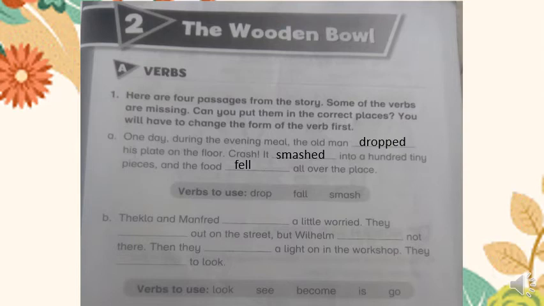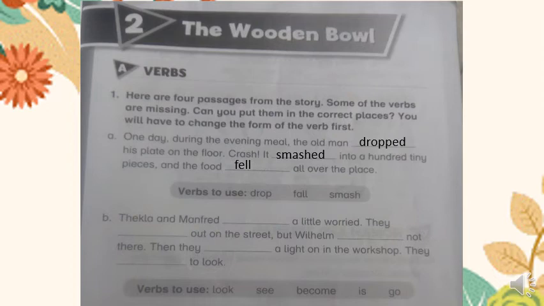Now number B. Open page number 16. This is on the page number 16 paragraph. Tekla and Manfred dash a little worried. They dash out on the street. But Wilhelm dash. So let's just think that they are already talking about in the past tense. As you can see, a little worried. Ed in it, so means they are talking about something that has happened in past.